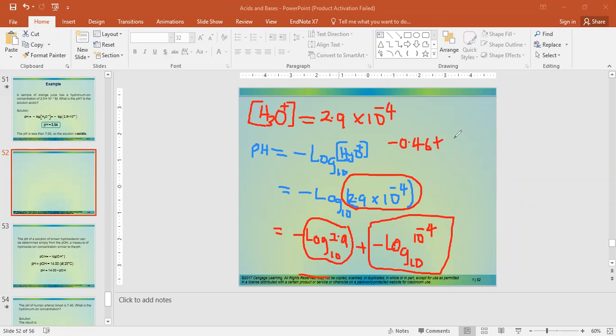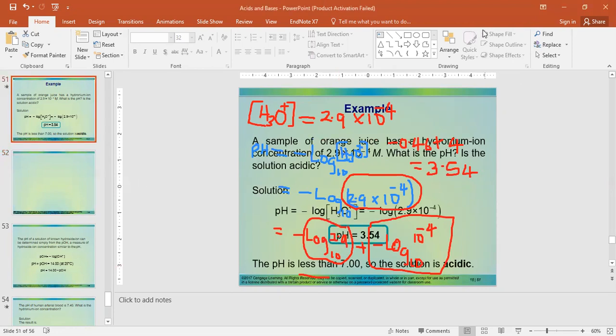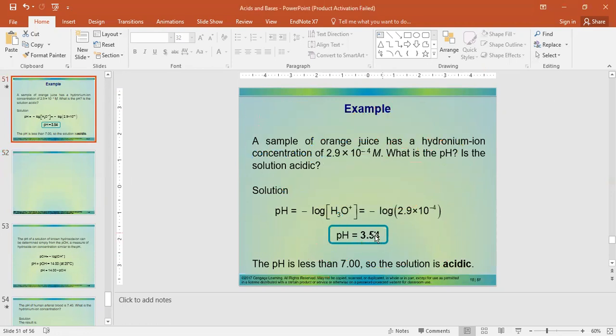So what is 4 minus 0.46? Should be 3.5 something. 3.537, so 3.54. Is that what we are getting? Yes. So that is the answer we are getting here, 3.54. So that is how they arrived at the answer. Is it understood? Yes, thank you. Any other question?